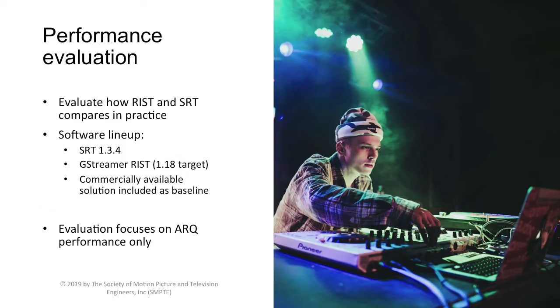So, diving into the performance evaluation. We wanted to evaluate how one specific RIST implementation did compared to SRT. You should note that since SRT is a specification, you will have different implementations with different performance. But now we're looking at SRT 1.3.4 versus GStreamer RIST, which will be in GStreamer 1.18. It's already in mainline, and this is an open source implementation. We also included a commercially available solution as a baseline only, just to see what a mature ARQ solution would do. And that is the key here. This is ARQ features only, so it doesn't use any FEC or anything like that.